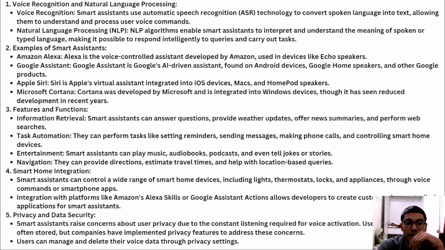You get it? Like Amazon, Google Assistant, Microsoft. Features and functions: information retrieval. Google Smart Assistant can answer questions, provide weather updates or news summaries, and perform web searches. Task automation: they can perform tasks like setting reminders, sending messages, making phone calls, and controlling smart home devices. Entertainment: Smart Assistant can play music, audiobooks, podcasts, and even tell jokes and stories.